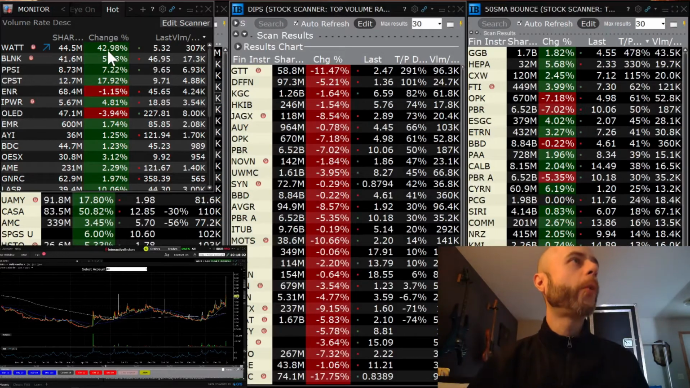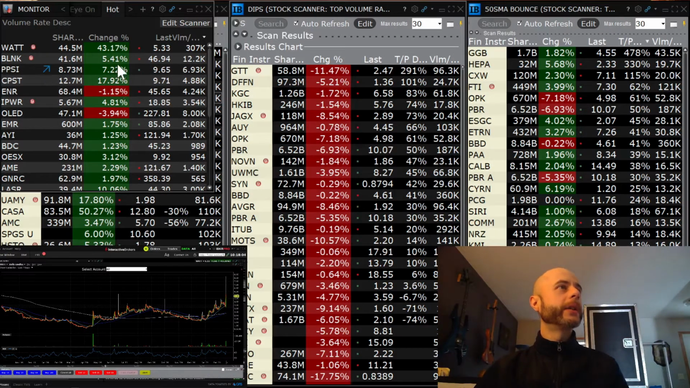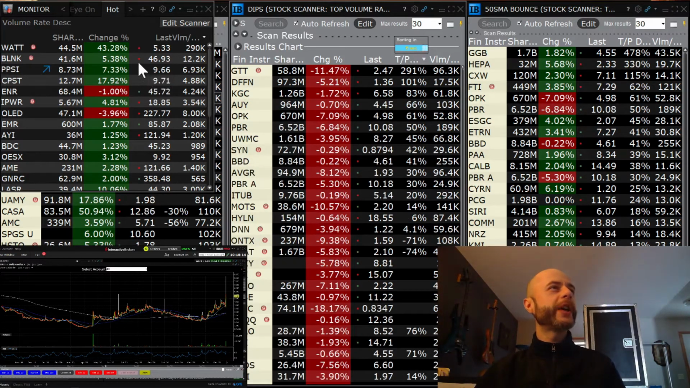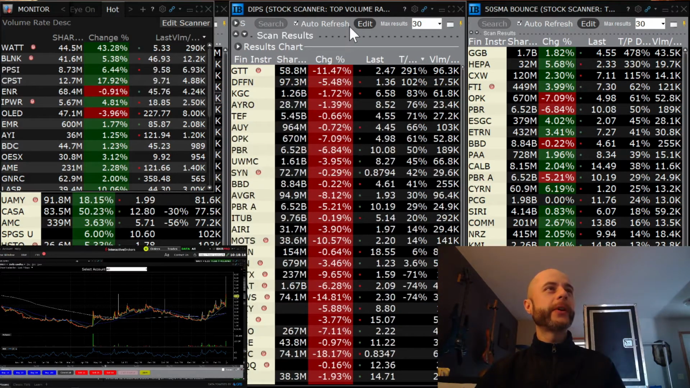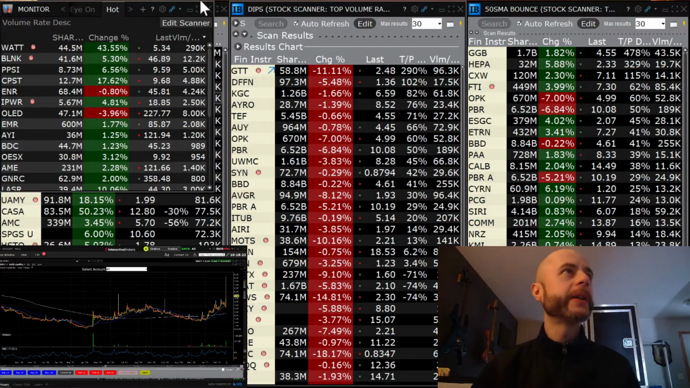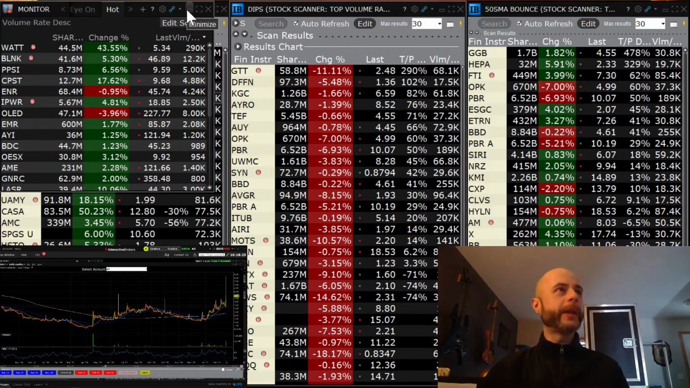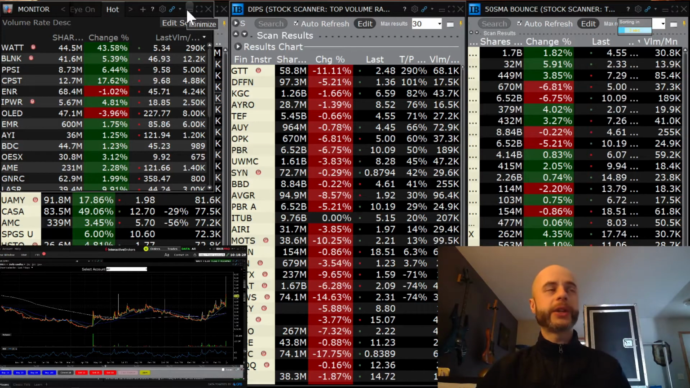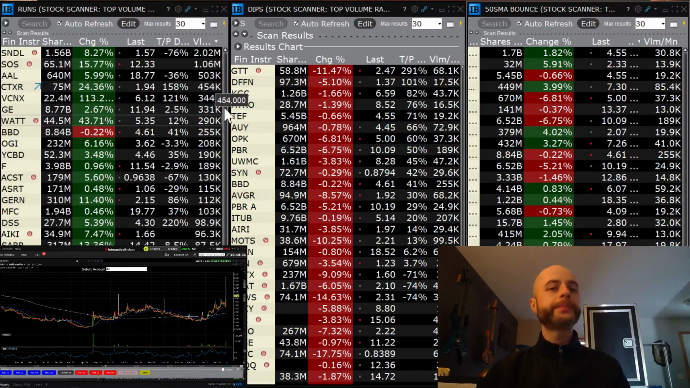We can see that WATT is running really well. Blink is making a bit of a comeback here. PPSI is also doing well, but nothing that's running away on us. So I'm not seeing any adjacents that I'm very excited about chasing. But that's essentially how that's done. Again, windows all over the place, but if I see a hot industry that I like, that's the way I'll do it from there.